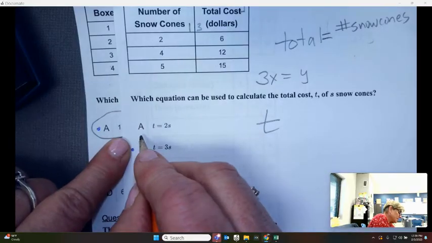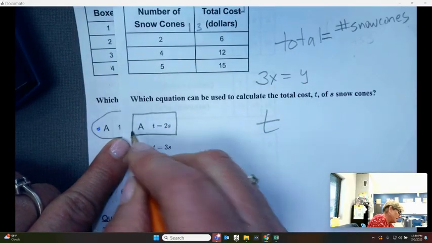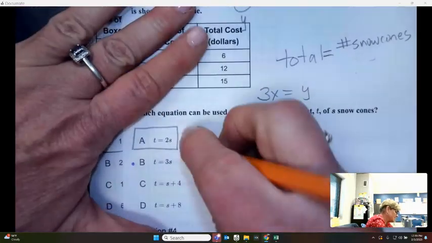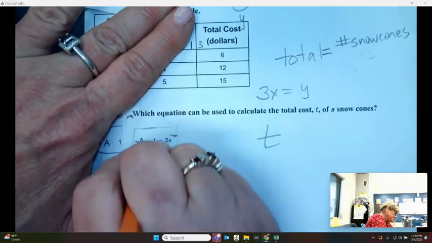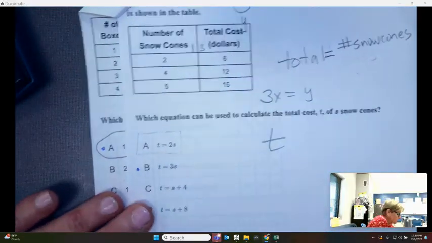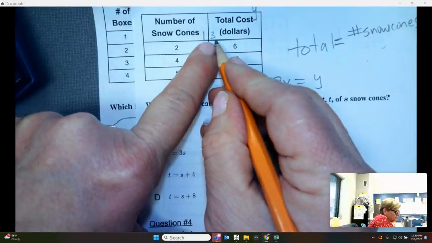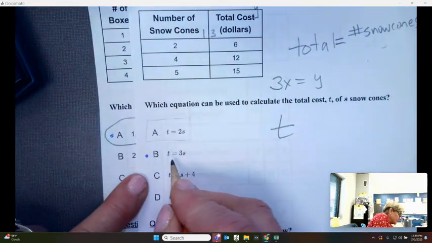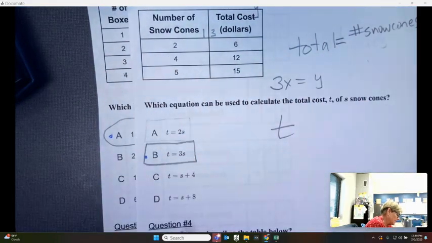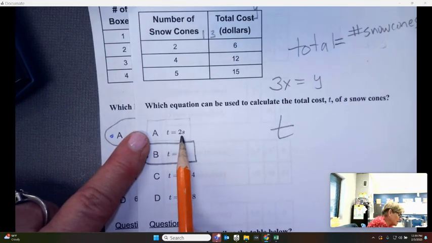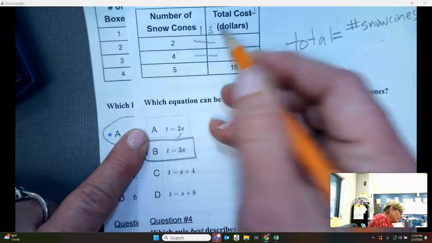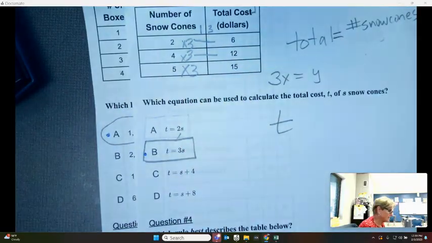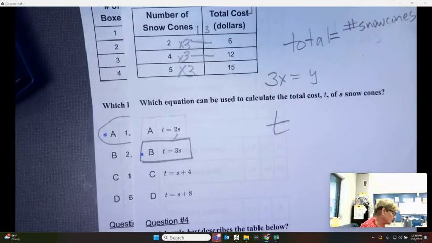Total equals 2 times X. That's the same thing if it were an X. Total equals, no, it's not 2 times S, it's 3 times S. I'm messing up. Total equals $3 for every 1 snow cone. So you're going to take $3 times the number of snow cones, and it has to be B. You would not be adding, you would not be multiplying by 2, because the connection here for all these is going to be times 3, times 3, times 3. So the rule has got to be Y equals 3 times X.